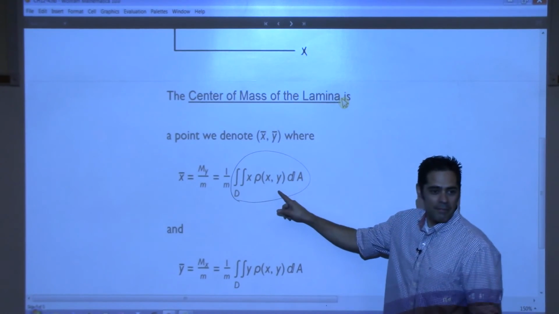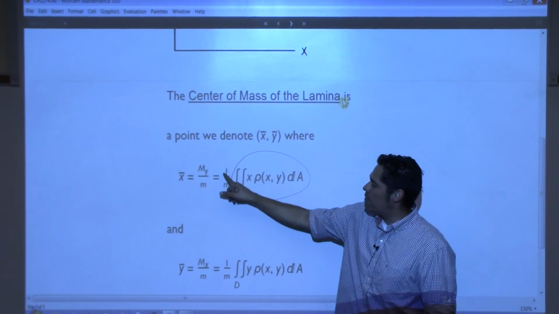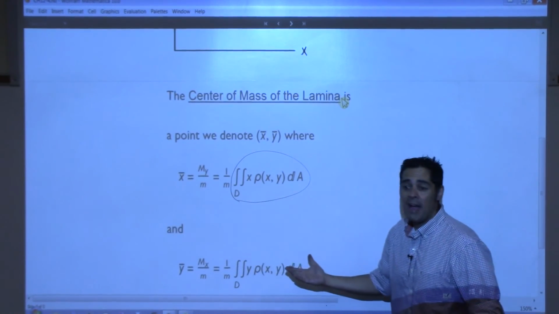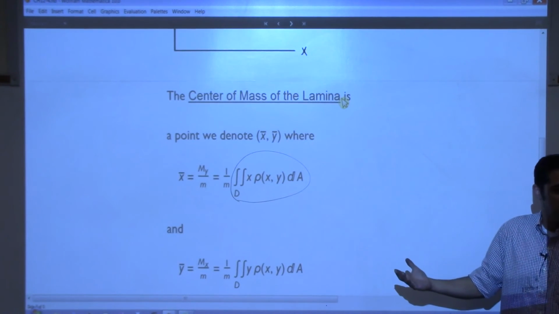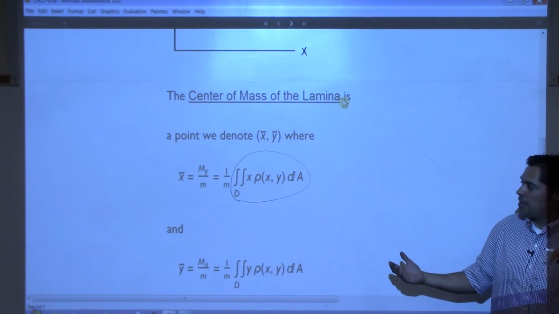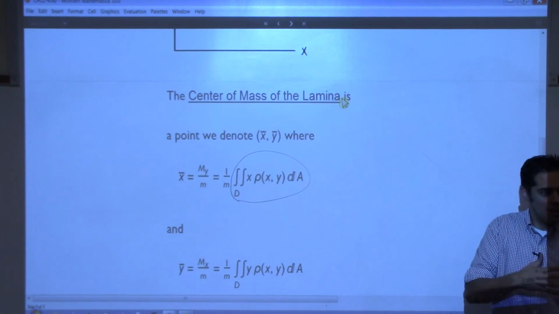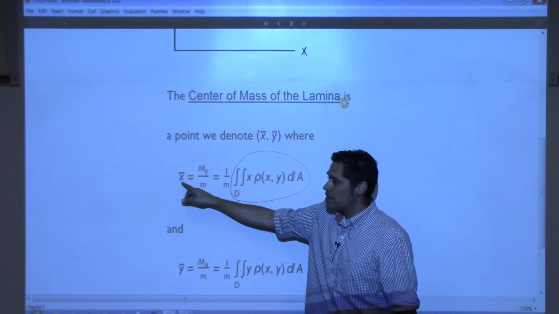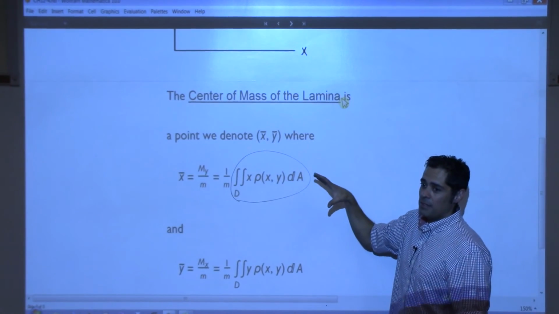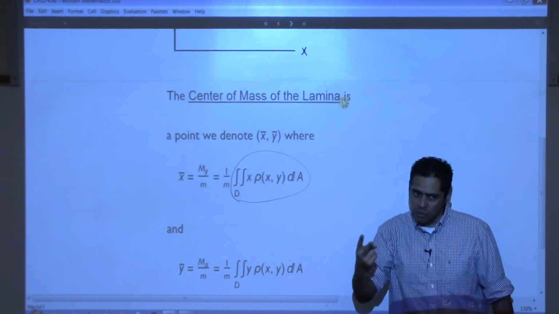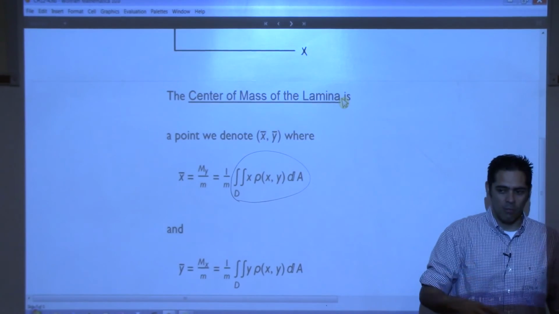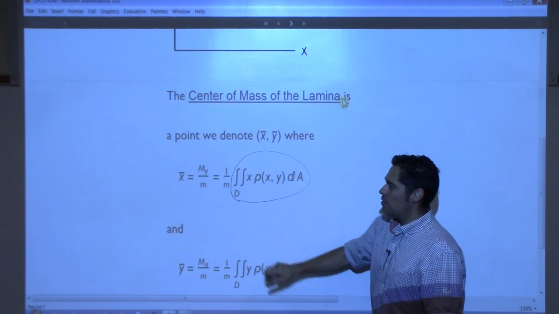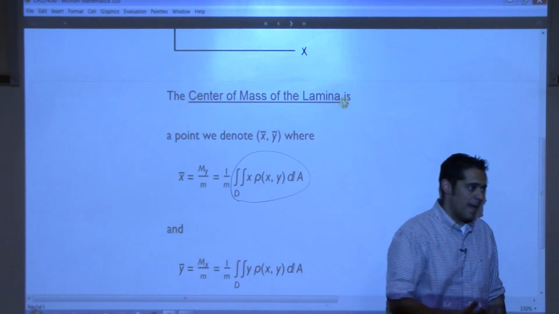Right, that was the moment formula, and then 1 over mass means divide by mass. But what was mass? Wasn't the mass a different double integral? So in order to find the x-coordinate of a lamina's center of mass, you have to do 2 double integrals. One double integral gives you the moment, and you divide it by another double integral, which gives you its mass.